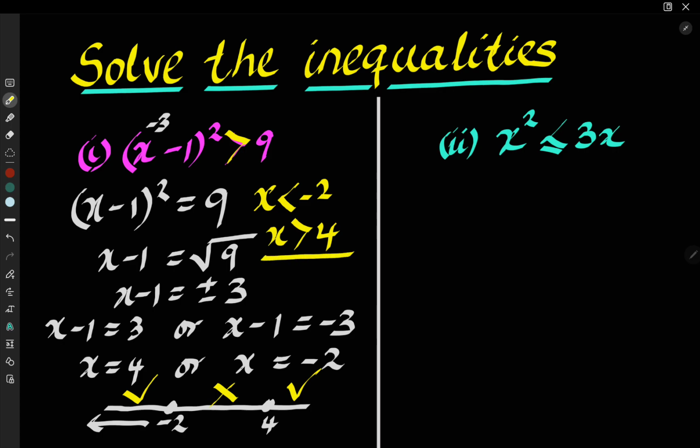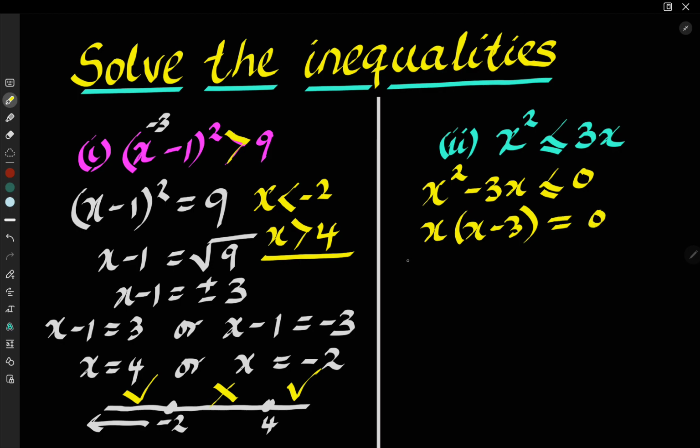Now, let's look at the second example. In the second example, we're asked to solve x squared is less than or equal to 3x. So the first thing that you want to do here is to bring that 3x to this side. So it's x squared minus 3x less than or equal to 0. Then you just solve that for the critical values. So remember, for the critical values, x times x minus 3 is equal to 0, so you just put an equal sign. So you just solve that: x is equal to 0 and also x is equal to 3.